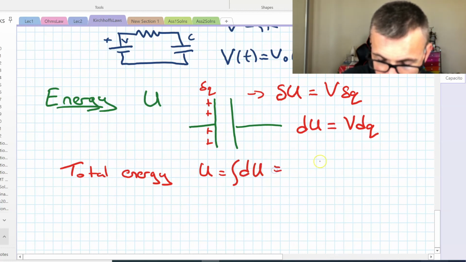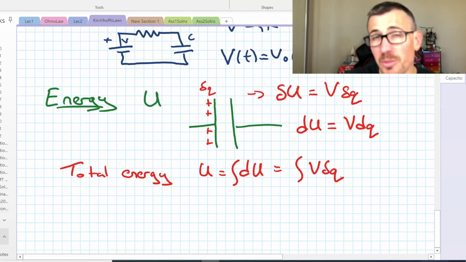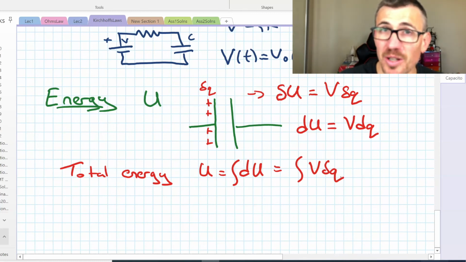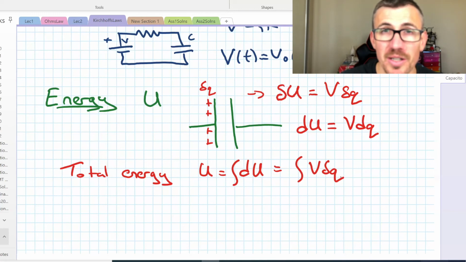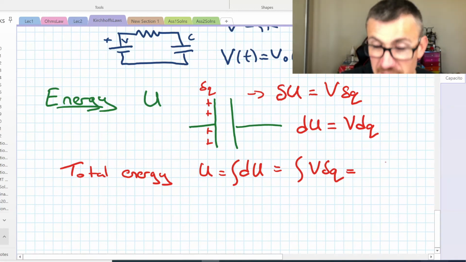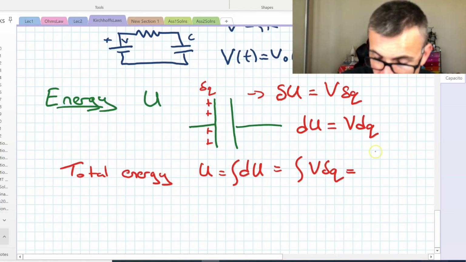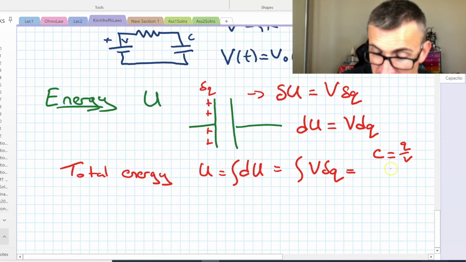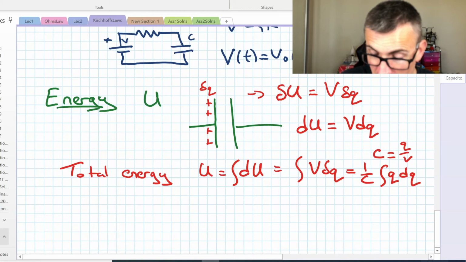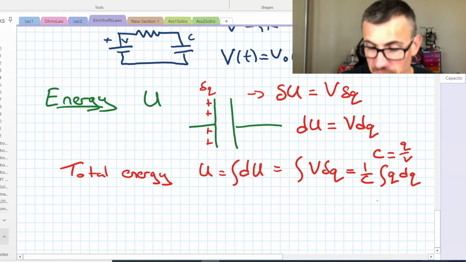this infinitesimal energy up. Okay, we're almost done, but we have to be a bit careful. V is not a constant. As we add more and more charge, we're changing what V is, but luckily we have a formula for it. C is equal to Q over V, so V is Q over C. So we have 1 over C integral of Q times dq. Okay, that's actually an easy one to do. The integral of Q dq is like the integral of x dx, which is 1/2 Q squared.